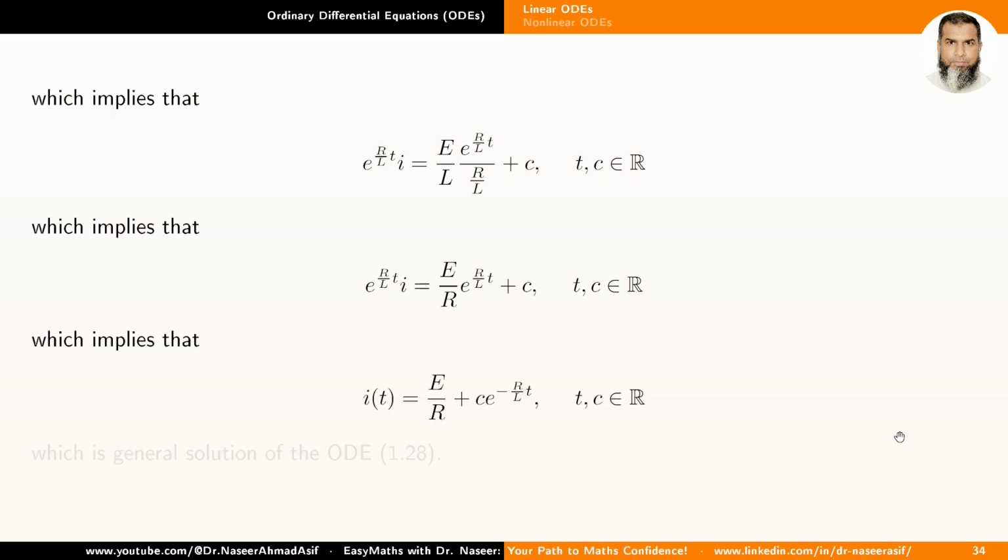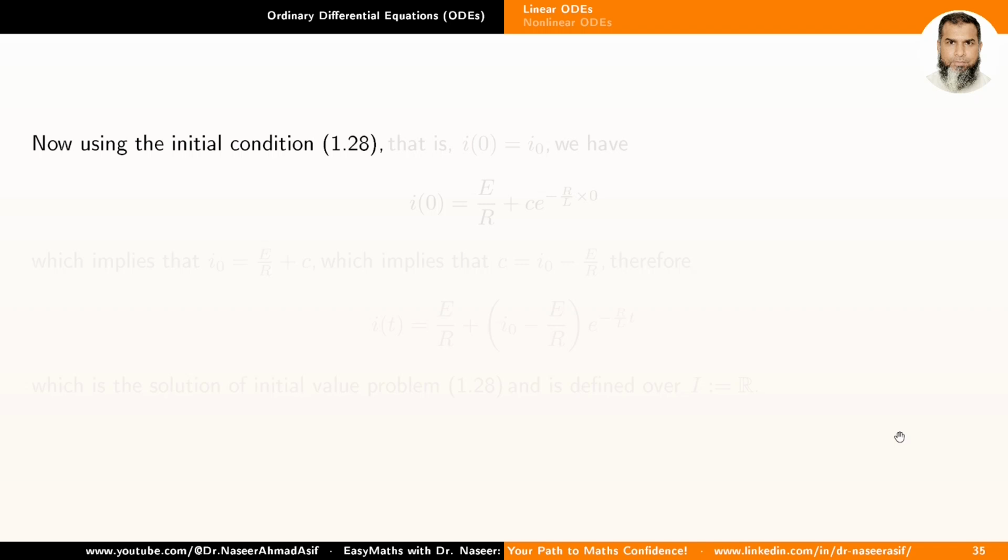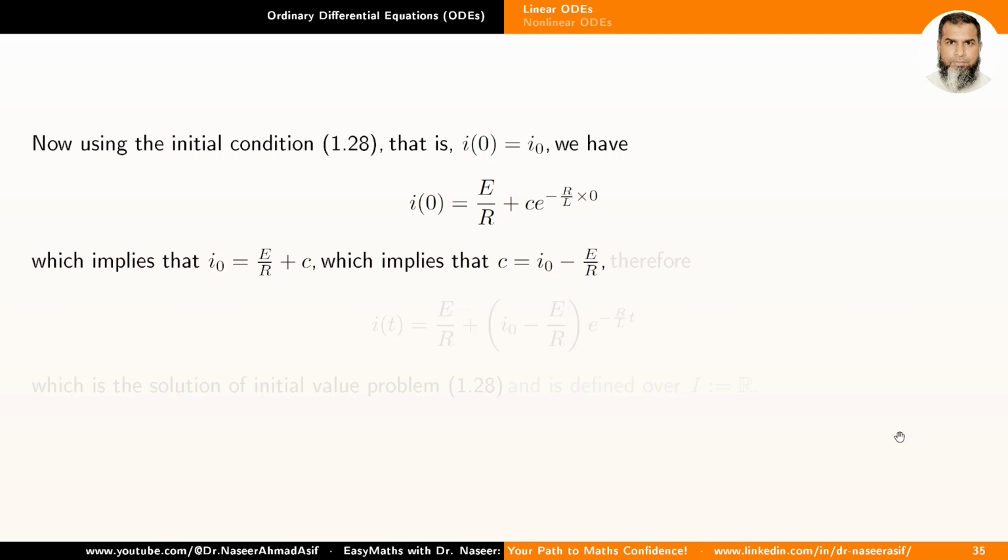So I of t is equal to E over R plus c exponential minus R over L into t, where t belongs to R and c is the arbitrary constant, which is the general solution of the ODE 1.28. Now using the initial condition, that is I of 0 is equal to I naught, we have I of 0 is equal to E over R plus c exponential minus R over L into 0. So we have I naught is equal to E over R plus c, which implies that c is equal to I naught minus E over R.